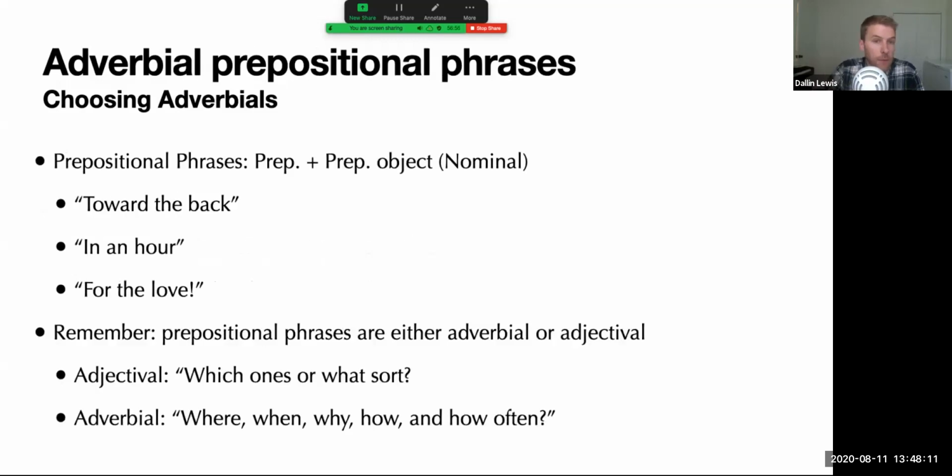Now, another familiar adverbial is the prepositional phrase, and we saw this all the way back in chapter 1. Remember again that prepositional phrases are comprised of a preposition and a noun phrase and must be either adverbial or adjectival. The adverbial gives the reader information like where, when, why, how, and how often. Remember that prepositional phrases, like I said, are a preposition and a noun phrase.